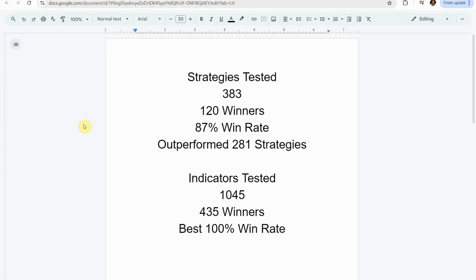Alright, as I said, today we will be testing a 5-minute scalping strategy. Before we do though, I wanted to put the testing scoreboard up for everyone to see. So to date, we have tested a total of 383 different strategies, with 120 of them being winners. The best one so far was able to achieve an 87% win rate. That was achieved using the Academy of Forex indicator. And so far, since we've been keeping track, it has outperformed 281 of the other strategies that we have put it up against. Every single one so far. We've also tested a total of 1,045 indicators, with 435 of them being winners.